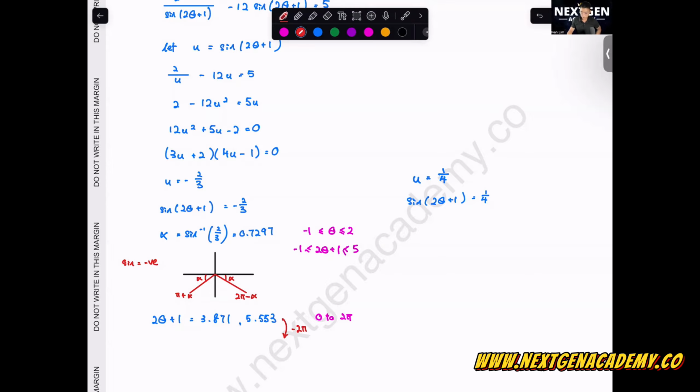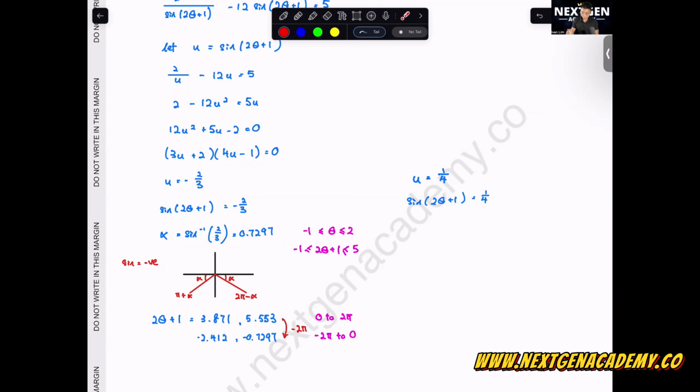So 3.871, you minus 2 pi. We get minus 2.412. 5.553, we get minus 0.7297. All this is because I just continue from my calculator, so I try my best to write as many decimal places as possible. Everyone understand what we're doing here? These next two values are from negative 2 pi to 0. Basically, we go one round behind. Originally, this is based on 0 to 2 pi. Then, because I want to get a negative, since there's a negative 1, I minus 2 pi, which means I go in the anti-clockwise direction, one round.